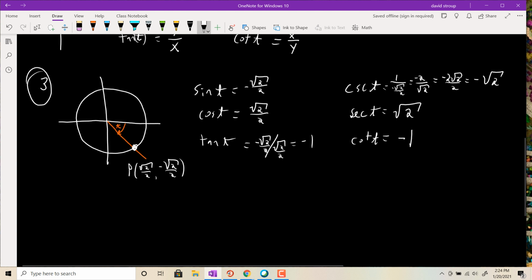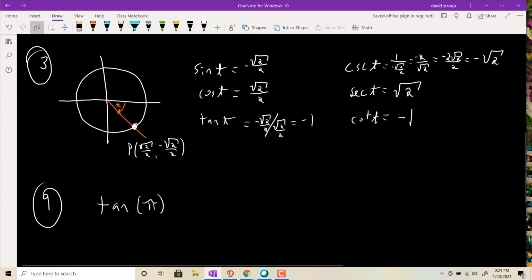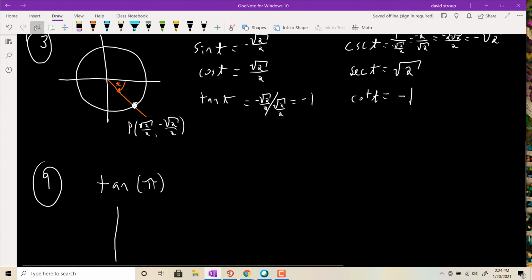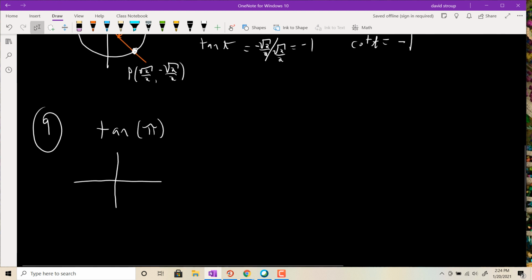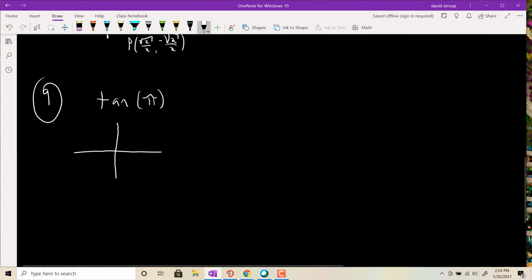Let's look at another one. So this is number 9. And they want to know what is the tangent of pi. Okay. So what we're going to do is find where that angle ends up on the unit circle. So here again is our unit circle. Pi is 180 degrees, right? So our angle this time is just this. And here's our terminal end. And if we could figure out that coordinate there on the terminal side of the angle, we should be able to figure out all the trig functions of pi, right?